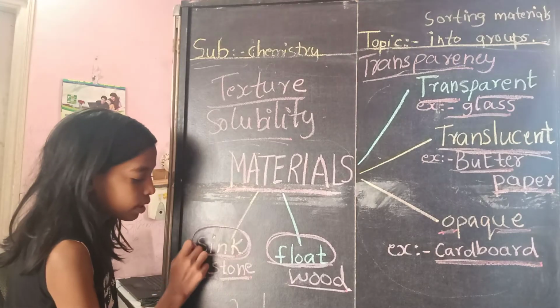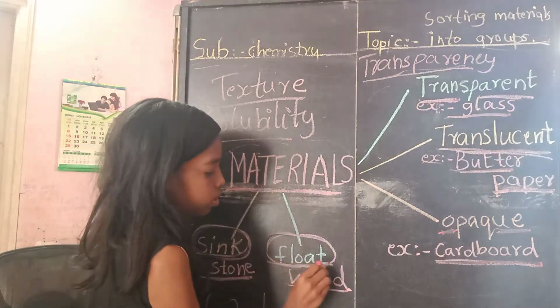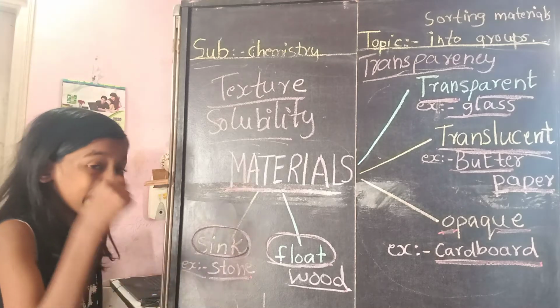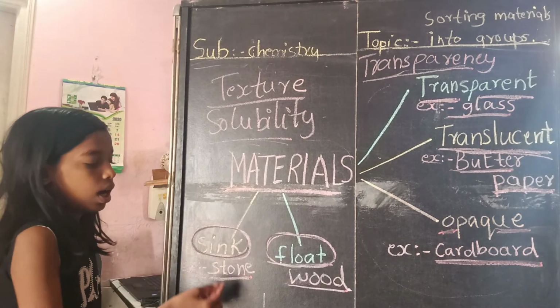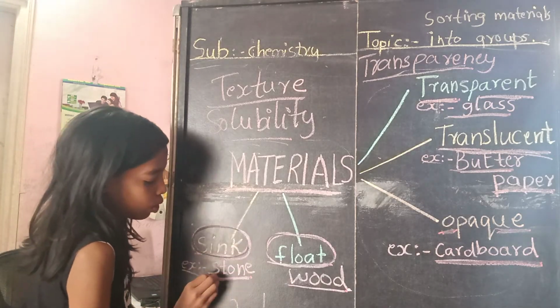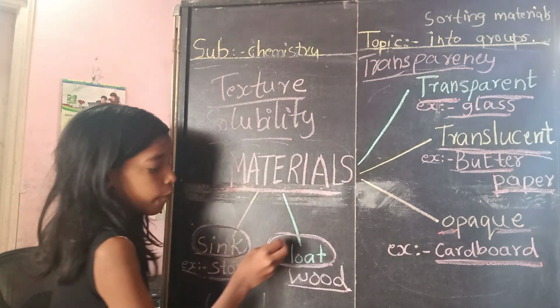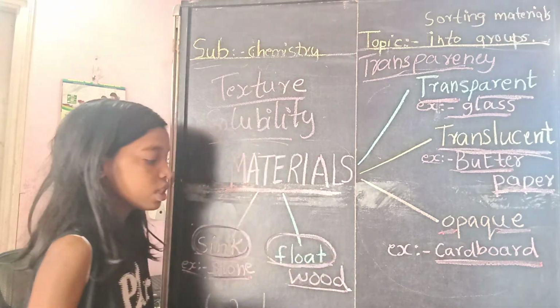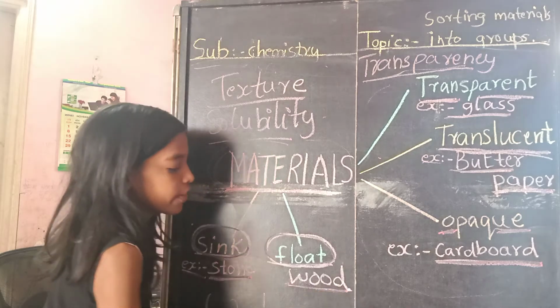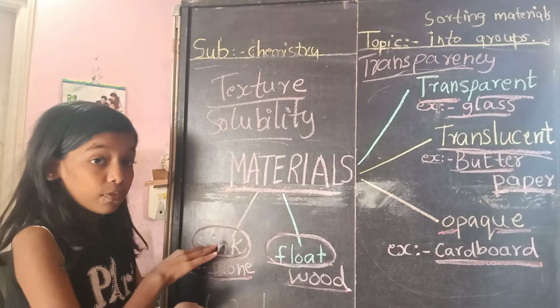Next, the materials based on water. We have sink and float. The materials which sink in water are sink. Example, stone. Float is the materials, for example wood. If you put a piece of wood in water, it will float in water.